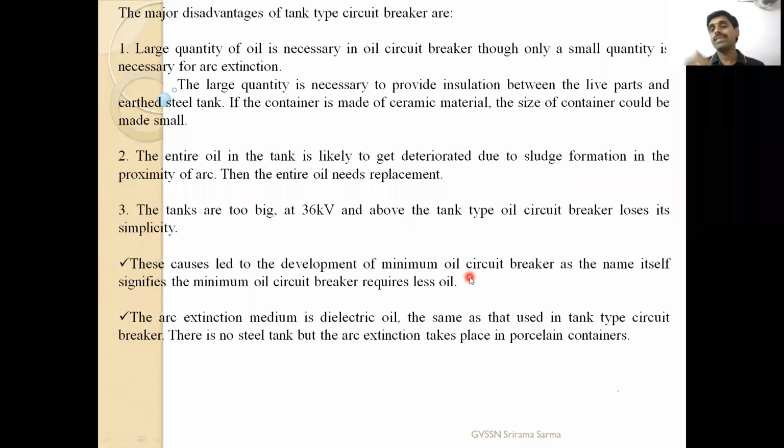So the less oil or minimum oil circuit breakers thought came because of the requirement of a large amount of oil as well as the quick arc quenching requirement. Because here there is no special mechanism, in the minimum oil breaker some special mechanism will be there to speed up the arc quenching process. The arc extinction medium is dielectric oil, same as that used in the tank type. There is no steel tank in the minimum oil circuit breaker, but arc extinction takes place in porcelain containers.